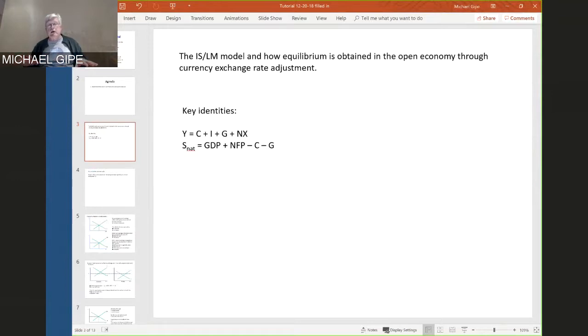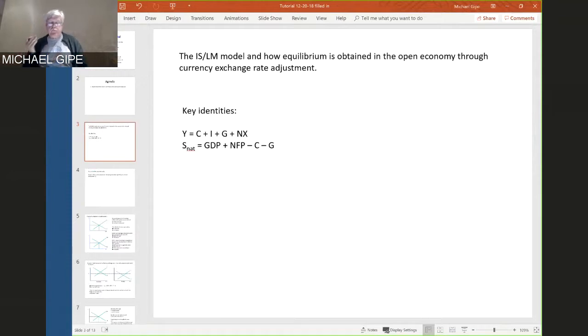And so we'll look at what happens in an open economy with small economies that have to take the real world interest rate as a given. And we'll see how that works out. A couple of key things you have to keep in mind.